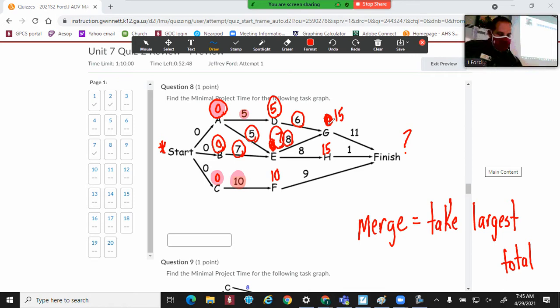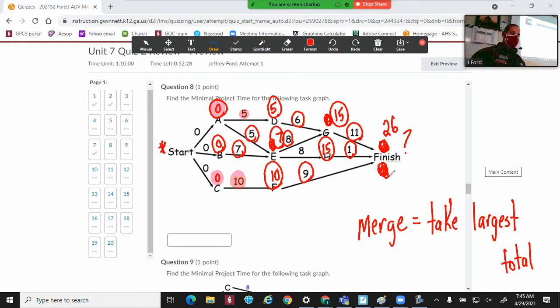So F starts at 10 plus 9, that's 19. Or 15 plus 11, 26. Well, you take the largest number, which would be day 26, because finish cannot officially finish until everything's done, which would be on day 26. So my answer is day 26. All right.